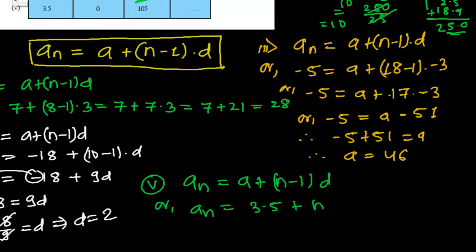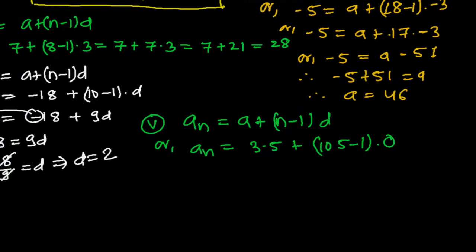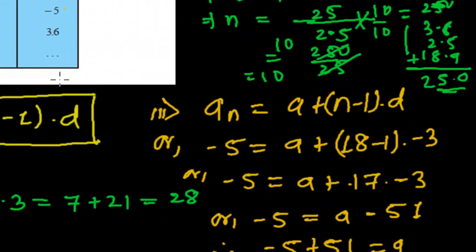So 105 minus 1, and the common difference is 0. See here, the common difference is 0, so I can directly write an equals 3.5, because whenever 0 is multiplied by anything, it will be 0. So I'm not writing the plus 0, I'm just writing 3.5. So we got the value 3.5.